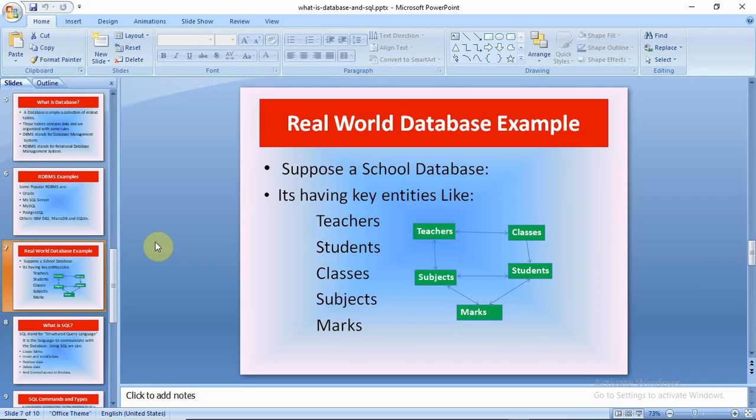Likewise, classes and students, these are two entities and they are also related. What is the relation? The relation is that students study in a class. So in one class multiple students study, right? So one class has multiple students. So these are the relationships between the entities in this database.